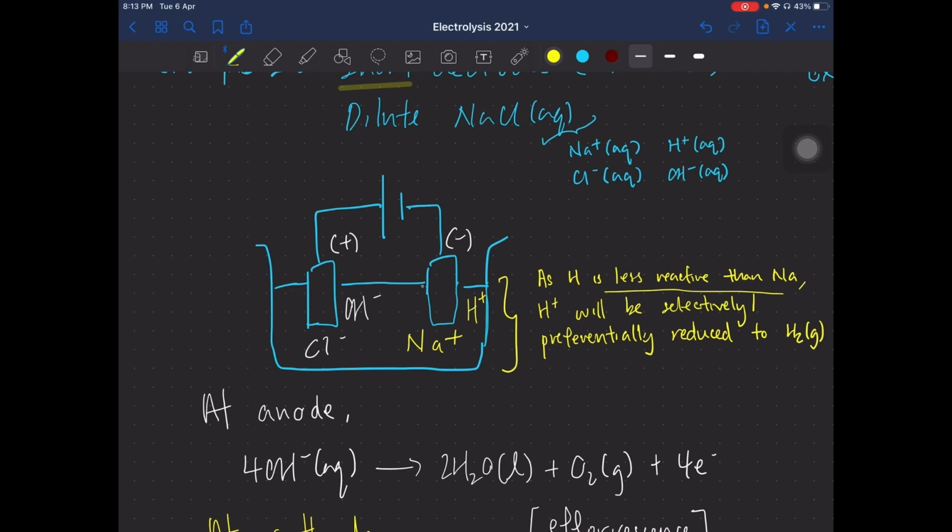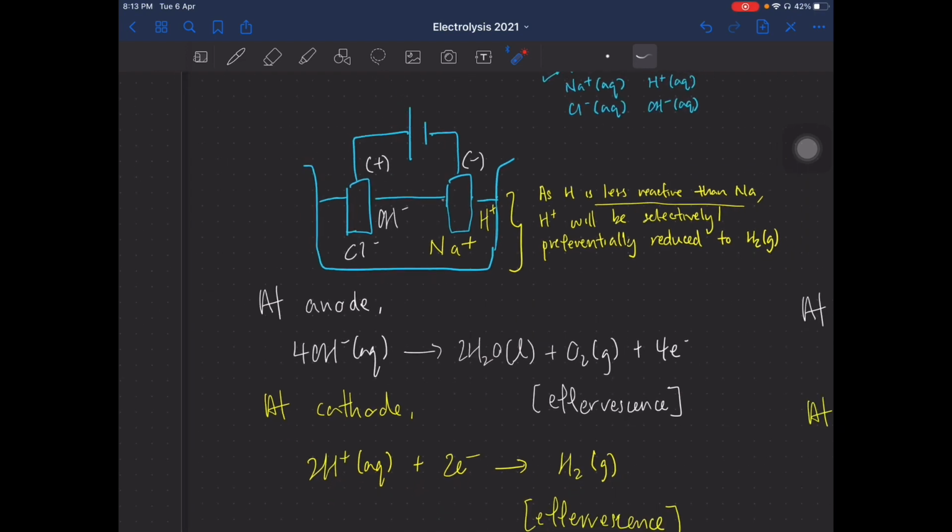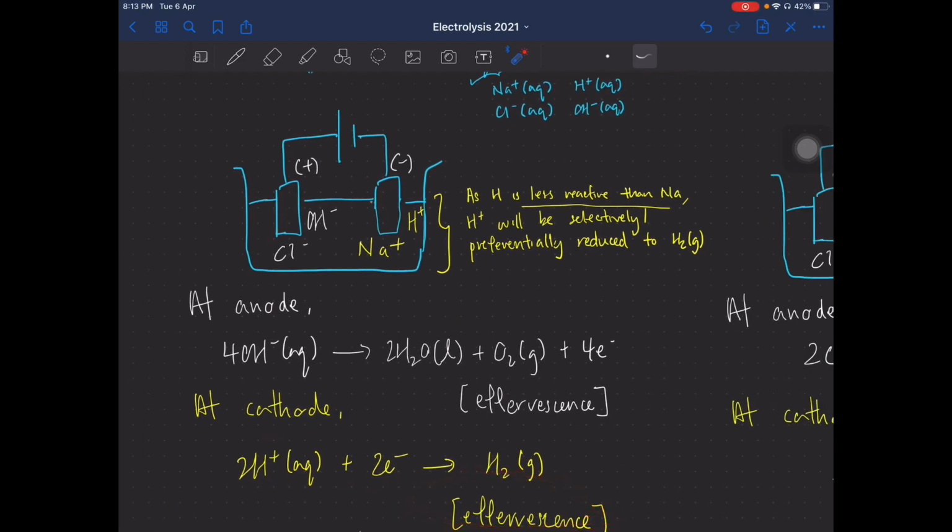So in this case, H plus will go through the reduction, and the equation is represented over here, whereby 2H plus actually reacts with electrons to give you hydrogen gas. So you should notice that there will be effervescence happening at the cathode.